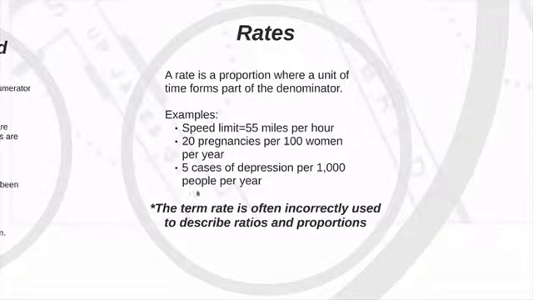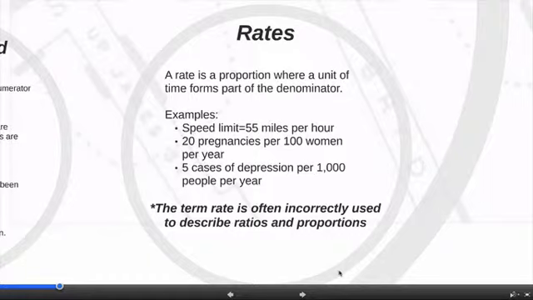Some health examples where you might see a rate is that, say in a population there were 20 pregnancies per 100 women per year, or 5 cases of depression per 1,000 people per year. This is really important, that you're often going to see the word rate in epidemiology where we're not actually discussing a rate. I try to be very careful because I think it's really confusing that we call a lot of things rates that aren't really rates.